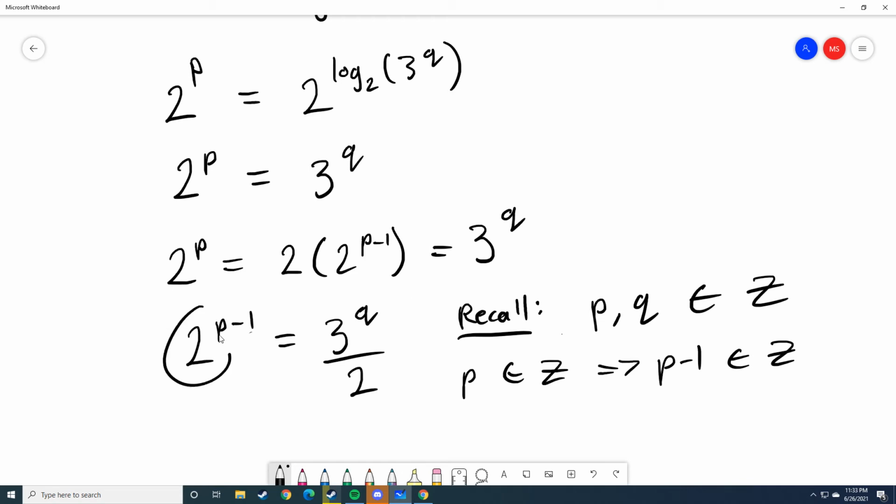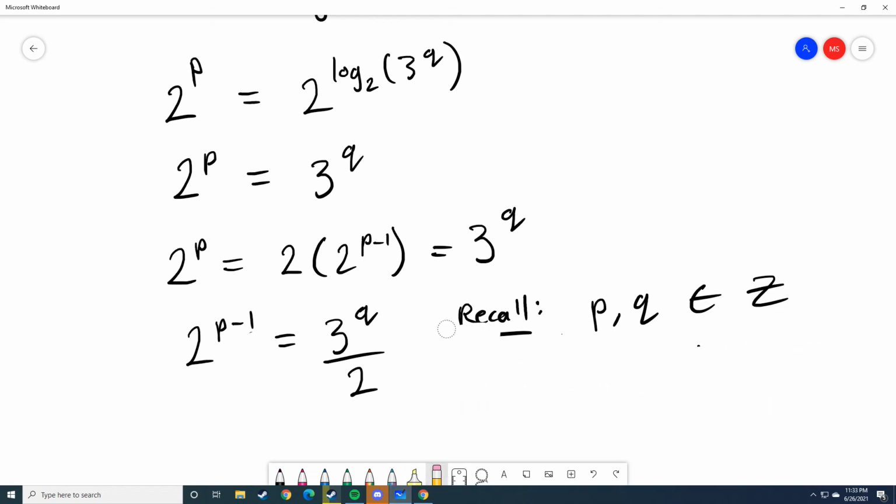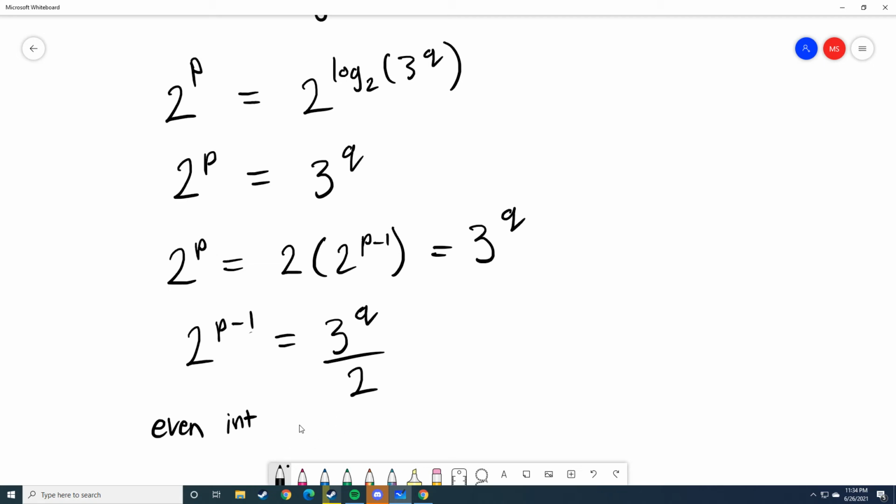So therefore, this is 2 raised to an integer exponent. So on the left-hand side, we have 2 raised to an integer exponent. And if we have 2 raised to an integer exponent, that can only produce another integer, right? We're going to get a series of 2 times 2 times 2 times 2 times 2. And we're going to get an integer, but more importantly, we're going to get an even integer, right? Because when you multiply even numbers together repeatedly, you can only get even numbers. So on the left-hand side, we're going to get an even integer.